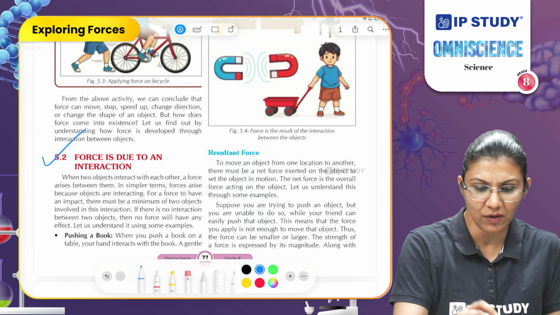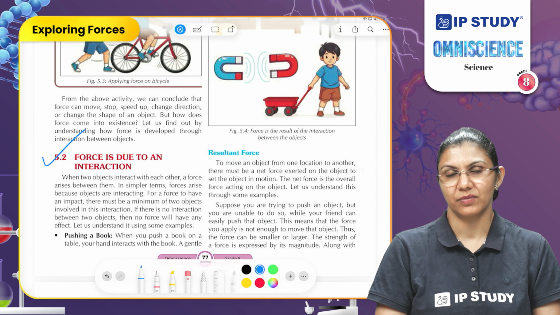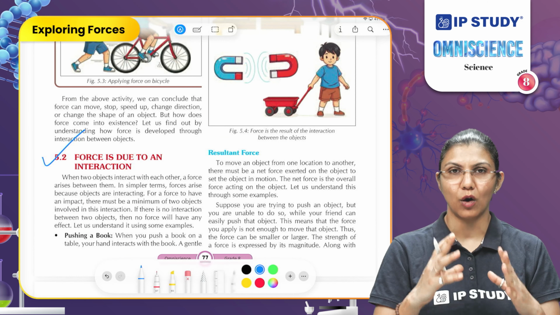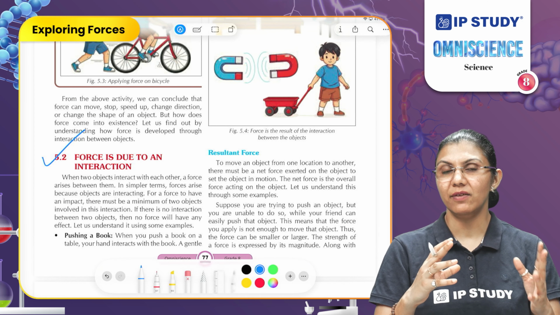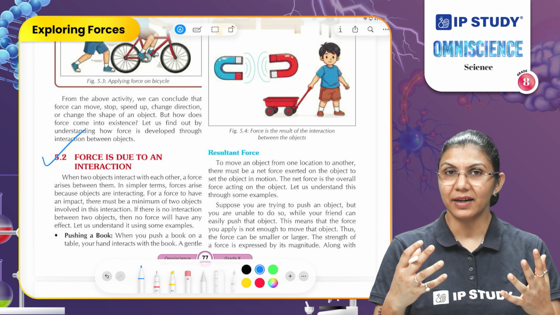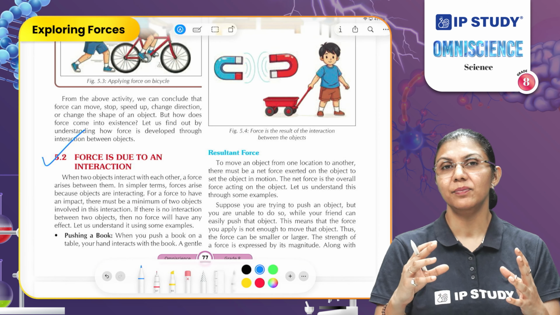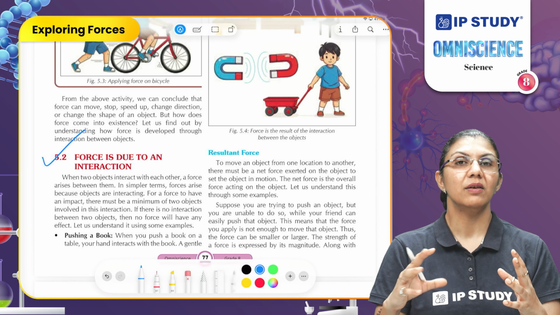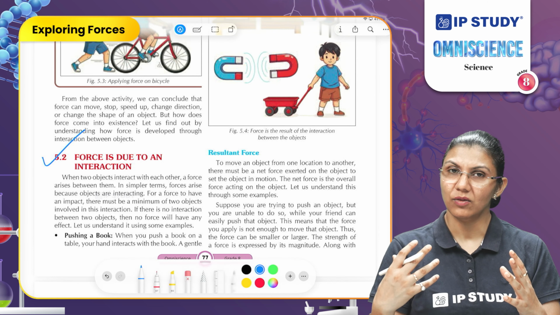Force is always due to an interaction. That interaction can be between two objects. One can be living or non-living, or both can be living or non-living. An interaction between an object and a field can also induce a force.